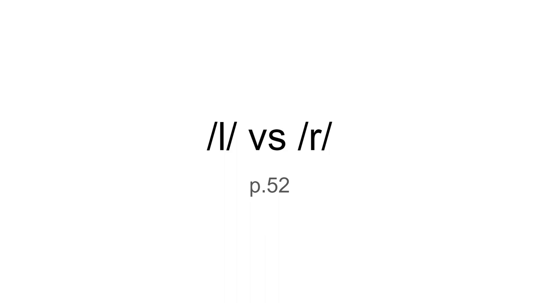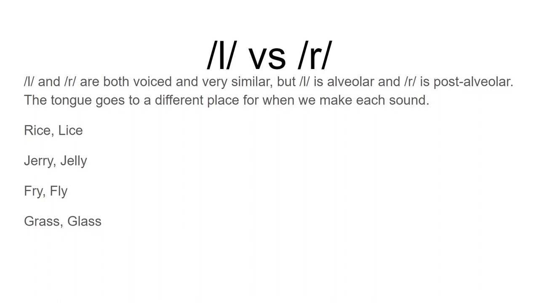So both L and R are voiced and very similar, but L is alveolar and R is post-alveolar, after alveolar. So we think the tongue goes to a different place when we make each sound. We say la, la, la with the L. Where does your tongue go? Does it go to the front or the back? Now, it's not going between the teeth.